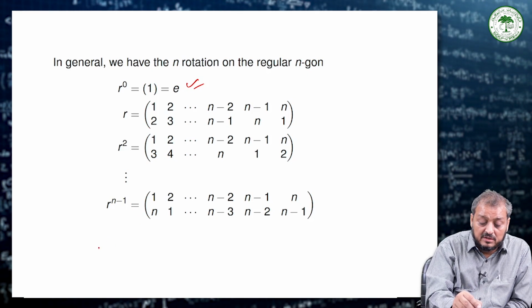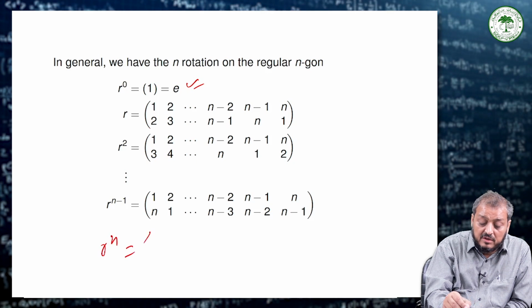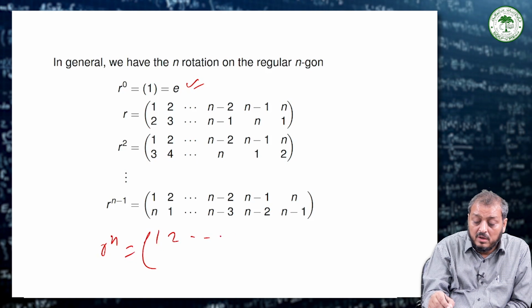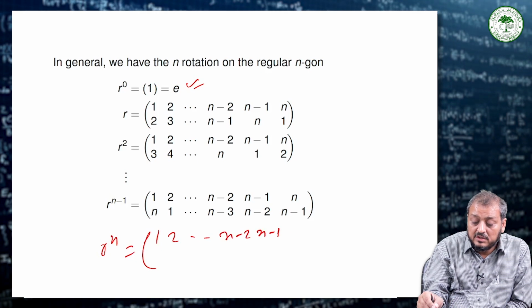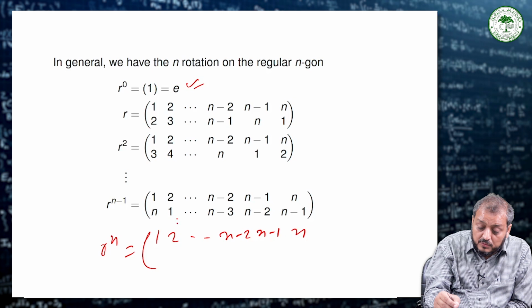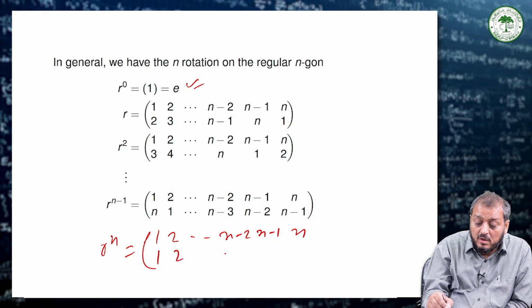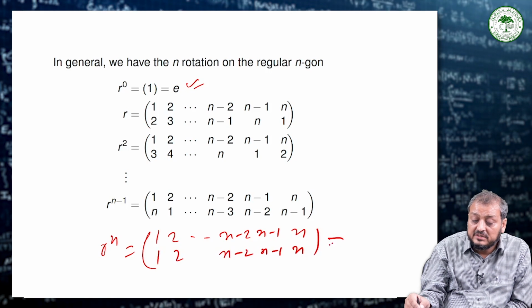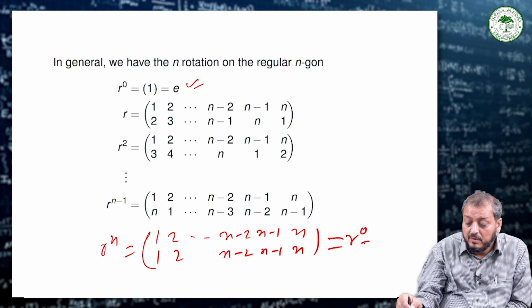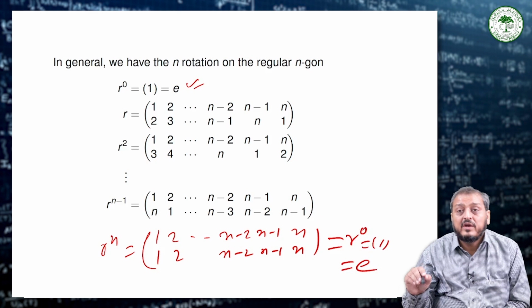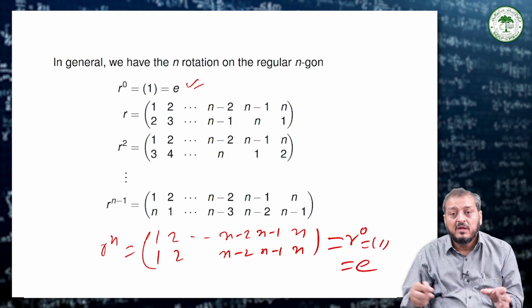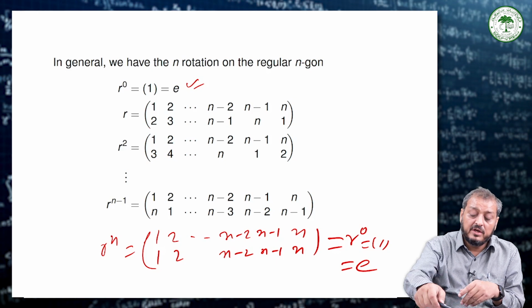So if we take r to the power n, the rotation given by 1, 2, up to n minus 2, n minus 1, n goes to 1, 2, up to n minus 2, n minus 1, n, and that is nothing but r to the power 0, or I, that is, the identity. So in general, we have n rotations of an n-gon polygon in such a way.